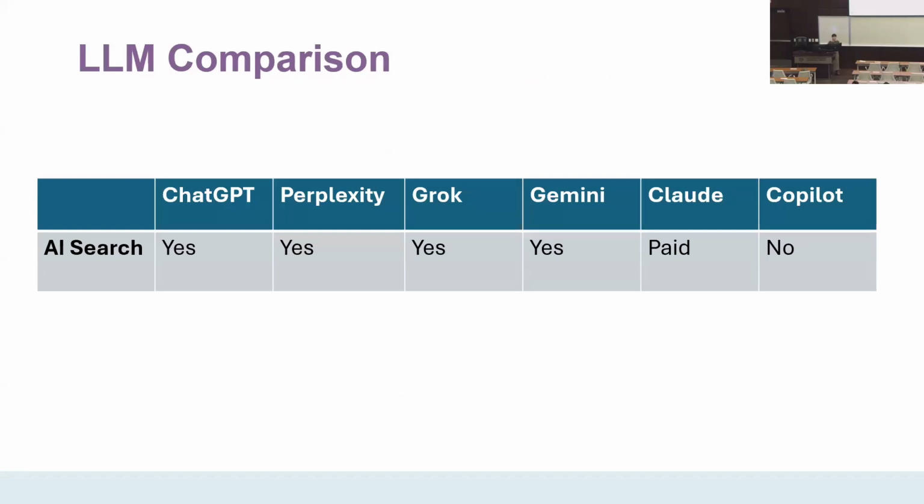So the current models that we have, which ones have the AI search function? Most of them do. For Claude, you need to pay for it. For Copilot, there's no AI search function. So just be aware when you interact with Copilot.